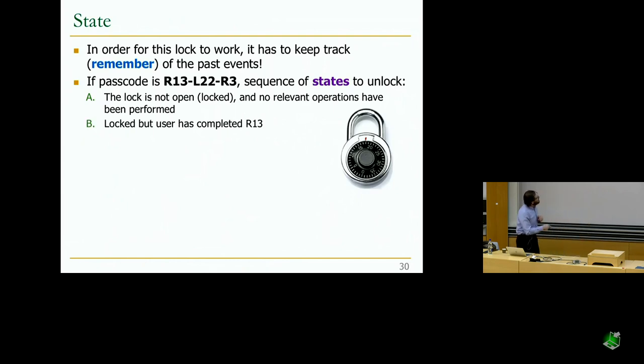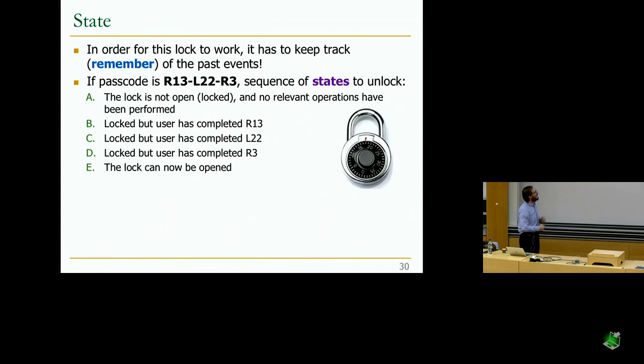Then you do the right 13. You completed that, so you go into a different state. And then you do the left 22, you go into a different state. And then you do right 3, you go into a different state, and that state opens the lock. Now, if you do anything wrong over here, after right 13, if you do, for example, right 52, it goes back to the state over here, right? So it's a sequential lock. It really has a state machine.